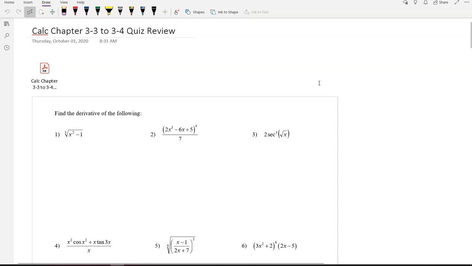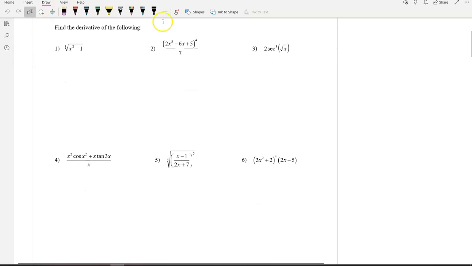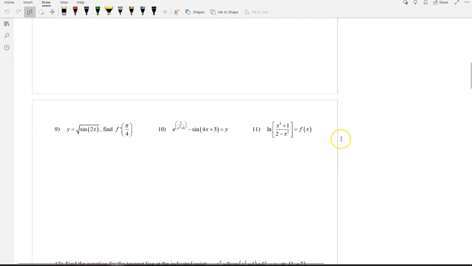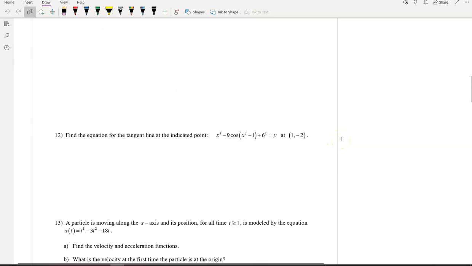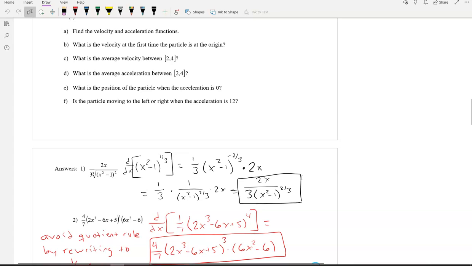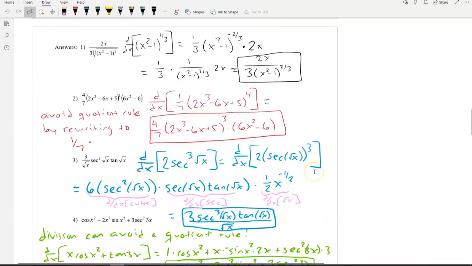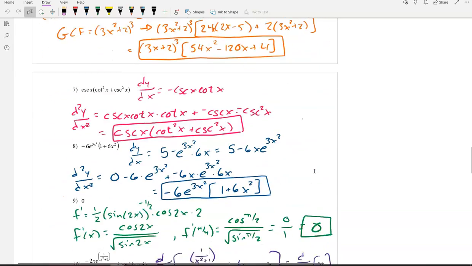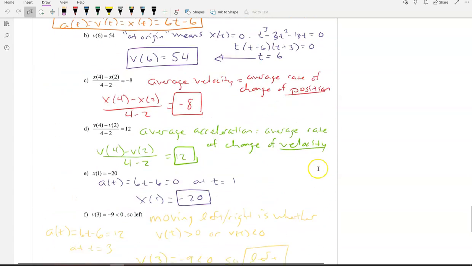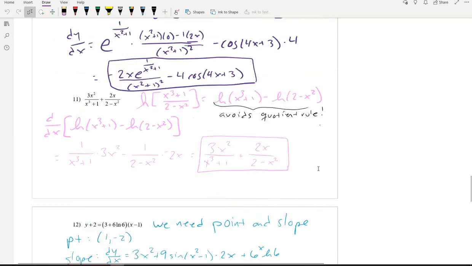We'll work on the review, so you can see here some of the questions. And here's the equation for a tangent line, and here you can see a particle motion kind of question. So again, stuff you might expect to see on your quiz. If you then scroll further down, you'll see the worked out answers right here, with some brief explanations and stuff like that too. So you can feel free to use all of this to guide you.